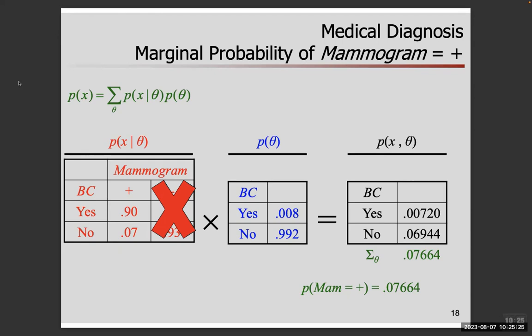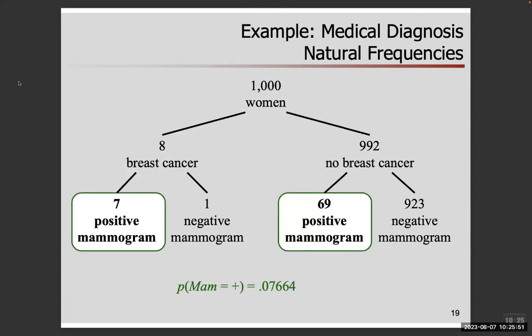And then those two numbers added together, 0.00720 and 0.06944, sum up to 0.07664. Okay, that's what this result is. Marginally, that is averaging over the status of breast cancer, the probability of a positive mammogram result is 0.07664. Doesn't mean much to me, but it is lurking there in the tree as well. It's the total probability of seeing a positive mammogram result regardless of breast cancer status. It's those 7 patients who actually do have breast cancer and those 69 who don't, out of the total of 1,000.